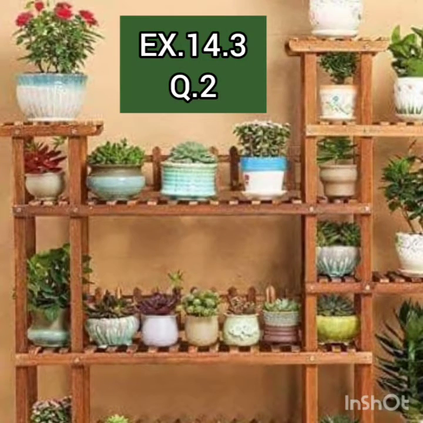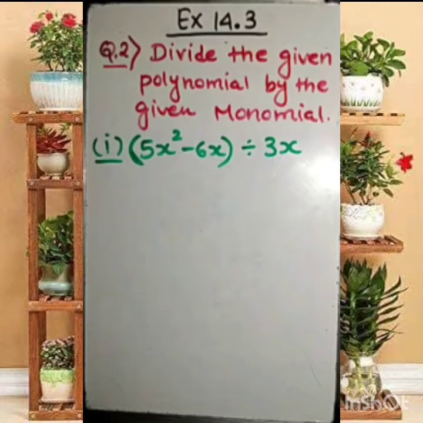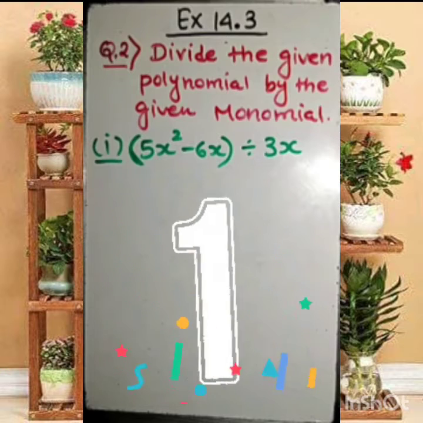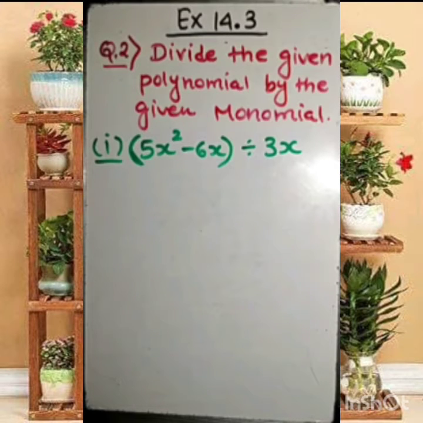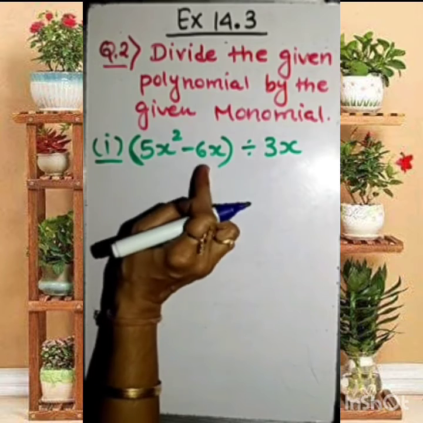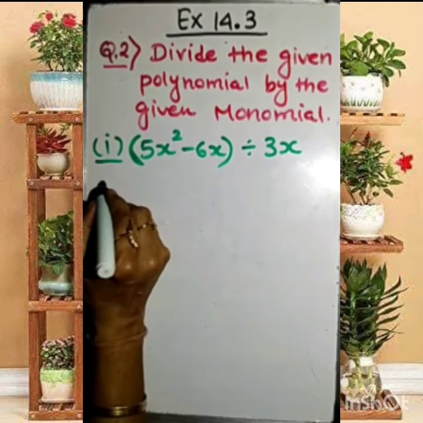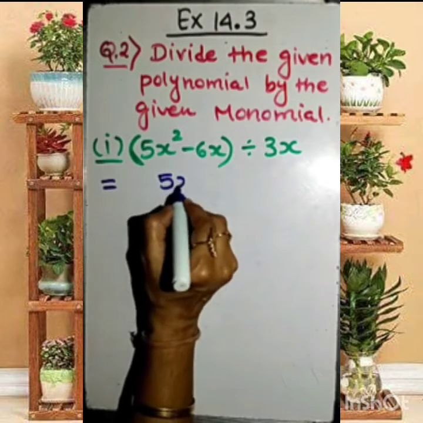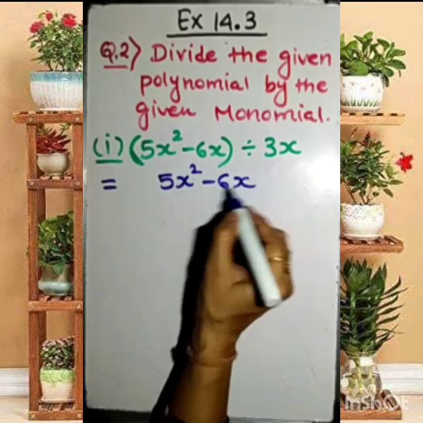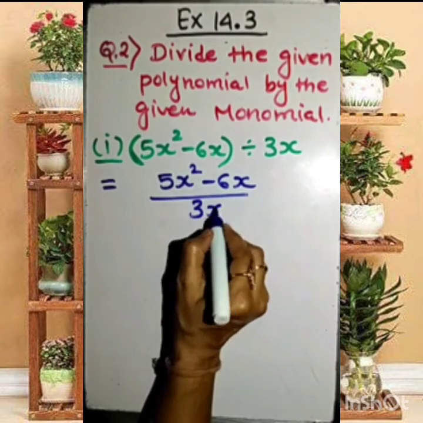So exercise 14.3 factorization chapter, question number 2, says divide the given polynomial by the given monomial. The first question is on your screen, students. 5x square minus 6x divided by 3x. Okay, this is a polynomial, a binomial, two terms are there. We are going to divide it by 3x. So what do we have? How to sort it out? So let's see. 5x square minus 6x in the numerator, in the denominator we have 3x.